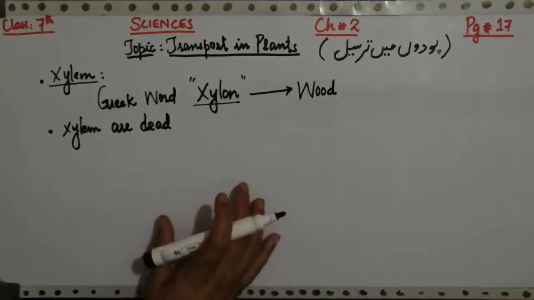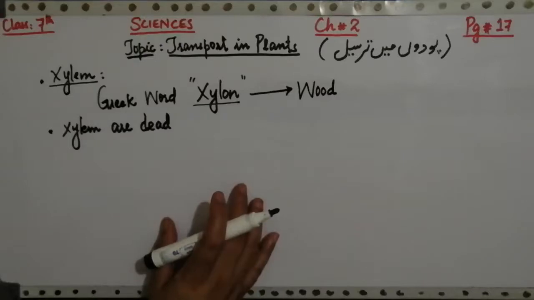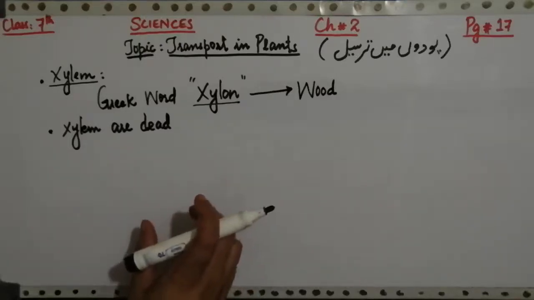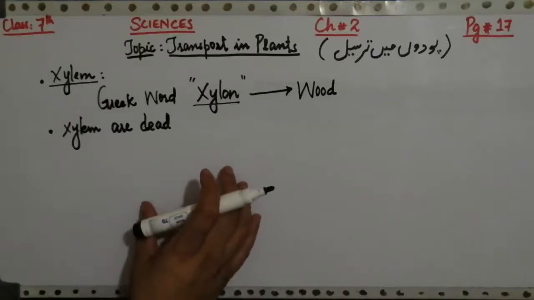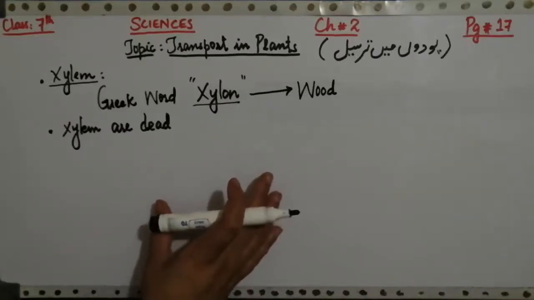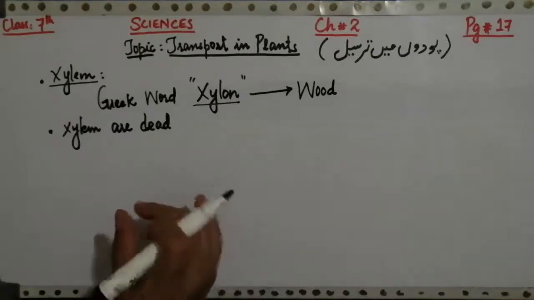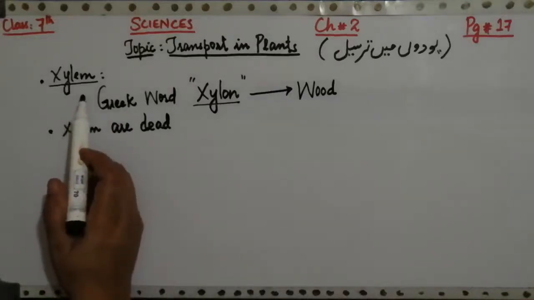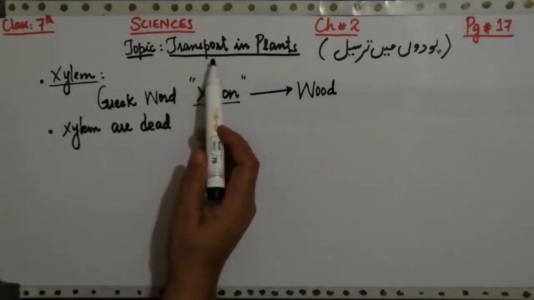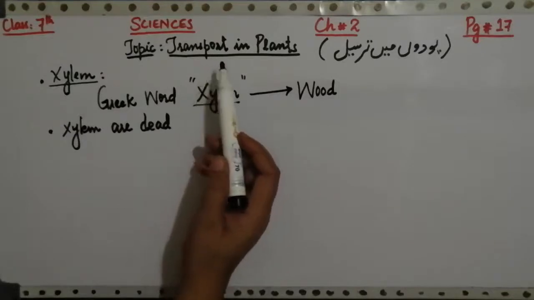So in this way you have to know about the xylem. The main thing to remember here is that water and minerals move up the xylem tubes to the stem, and these xylem tissues are responsible in plants for the transport of water and salts.